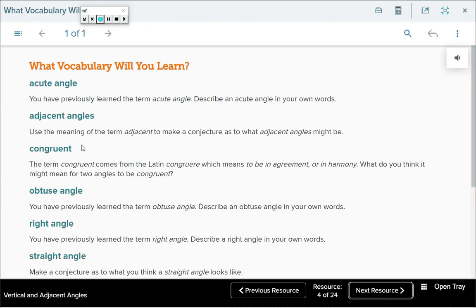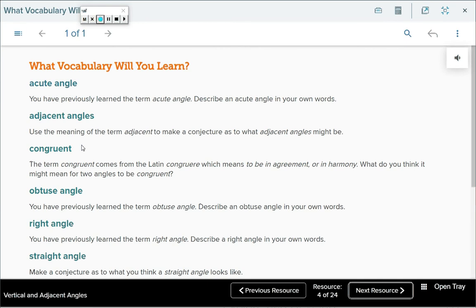Congruent. Does anybody know what congruent means? Who has heard the term congruent before? Do you guys remember what that means? It means the same. If an angle is congruent to another angle, that means they have the same measure. So if I have an angle that's 35 degrees and another angle that is congruent to that, what's the angle measure? 35 degrees. Obtuse, what's an obtuse angle? Greater than 90 degrees, less than 180. So an angle like that would be an obtuse angle.